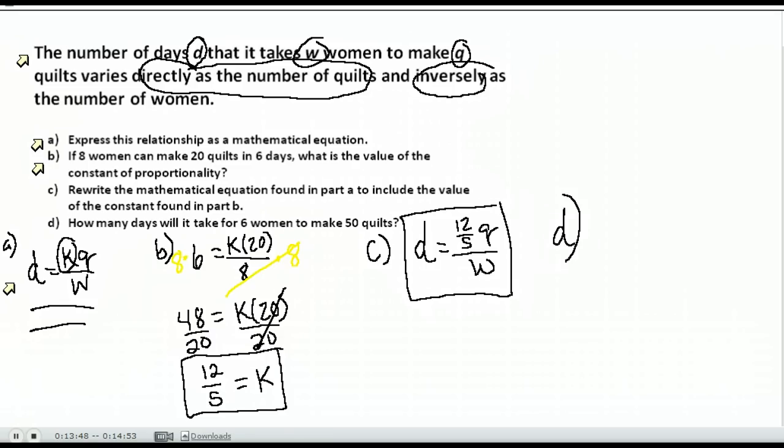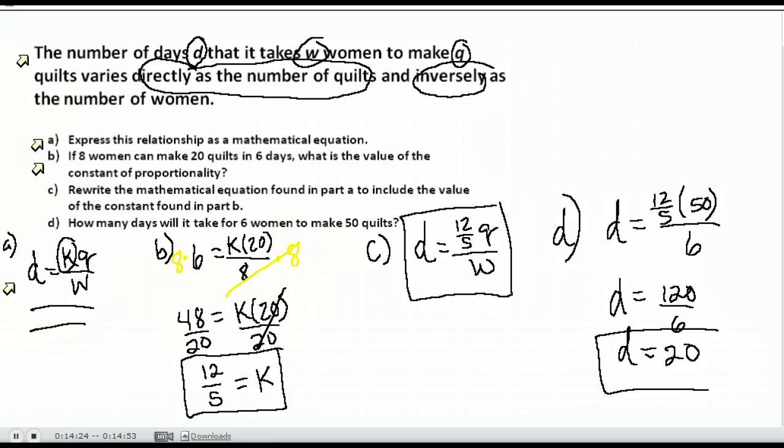And the last question says, how many days will it take for 6 women to make 50 quilts? So we use that equation we just set up and found. So D is 12/5 times the number of quilts, there are 50, divided by the number of women, there are 6 in this case. Okay, and then we just go ahead and evaluate that. So we do 12/5 times 50, which gives me 120 over 6, and 120 divided by 6 is 20. So it will take them 20 days to make 50 quilts if there are 6 women.